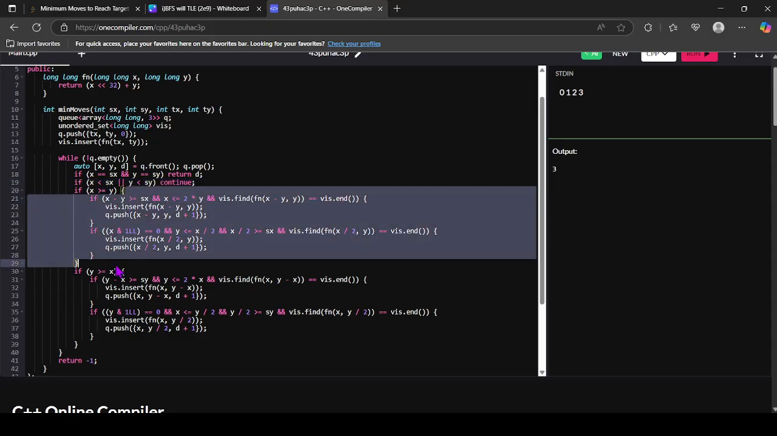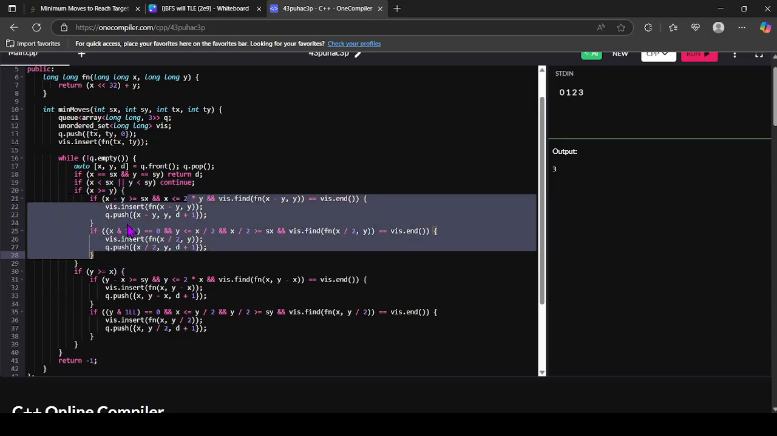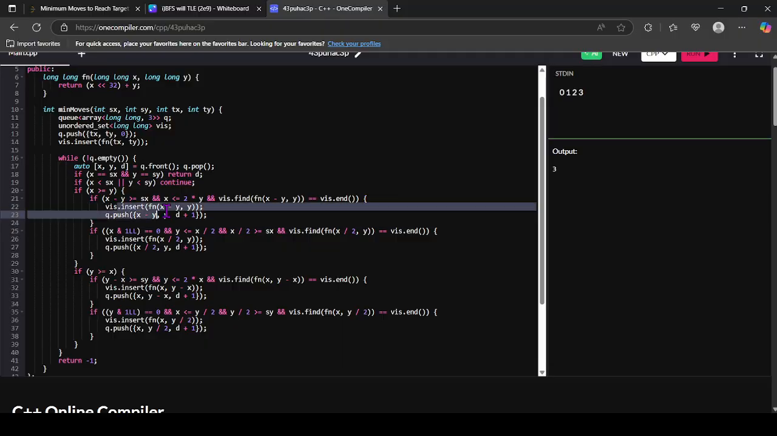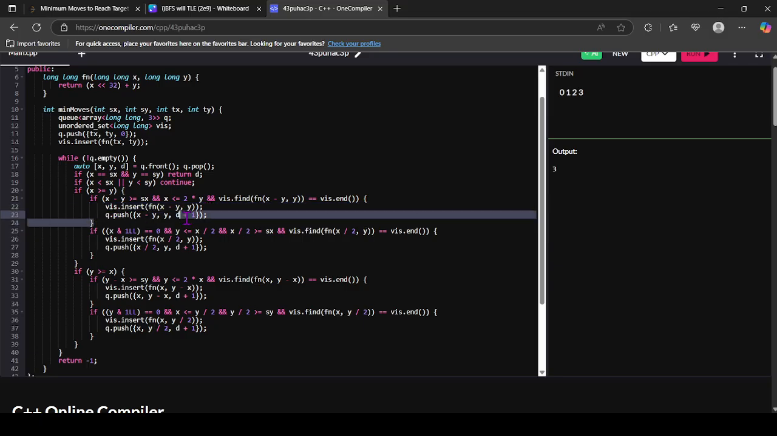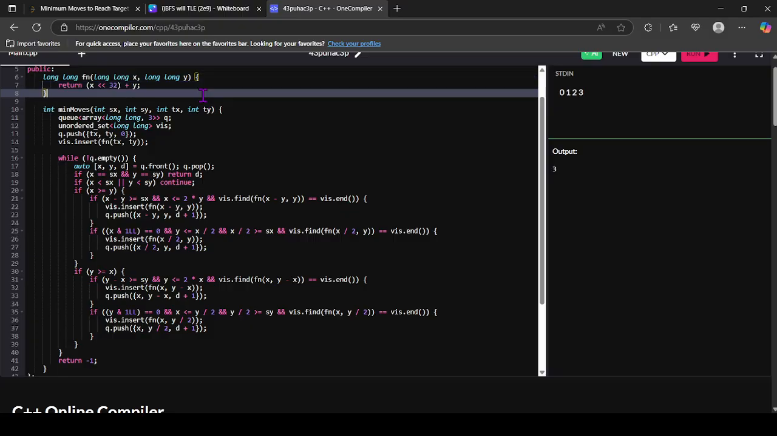And if x is greater than or equal to y, then check these two cases. And if any of these is correct, then insert the unique hash value of that coordinate into the set and push into q the new coordinate with d plus 1, because we are using BFS and we are moving one step forward. In this way, we use two simple things: one, the unique hash value, and the other is coming from backward.